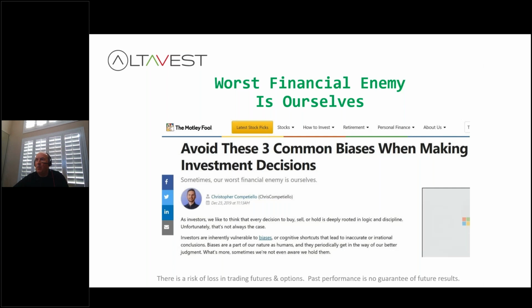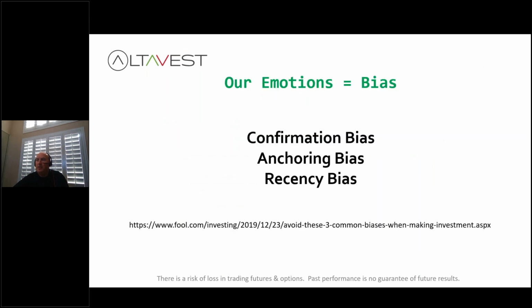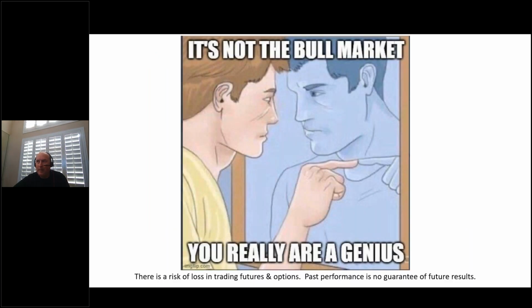And Motley Fool says, our worst financial enemy is us. They talk about confirmation, anchoring, and recency bias. I think this one image here summarizes it. So how often and how many times have we all felt a little bit like this when things are going great?